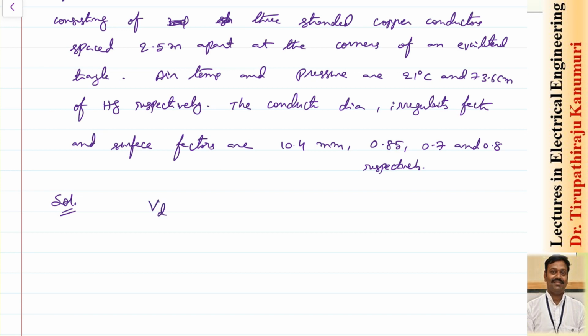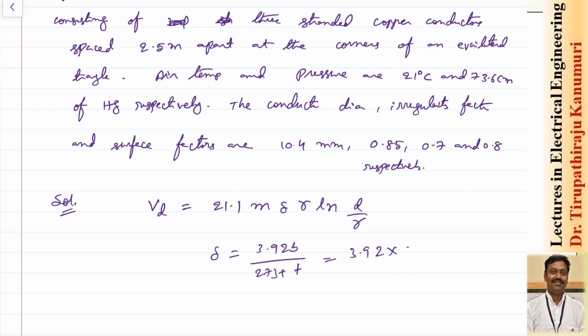So first one, to calculate the critical disruptive voltage. So disruptive voltage V_d will be 21.1 into m into delta into r into ln of d by r. So for that we need the value of delta. Delta will be 3.92 into b divided by 273 plus t. So this I can write as 3.92 into the barometric pressure 73.6 divided by 273 plus temperature given is 21. So this will become 0.9813.